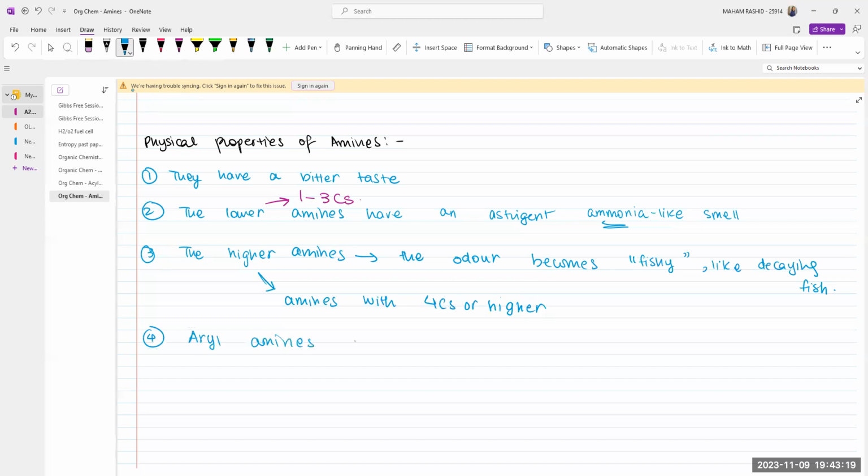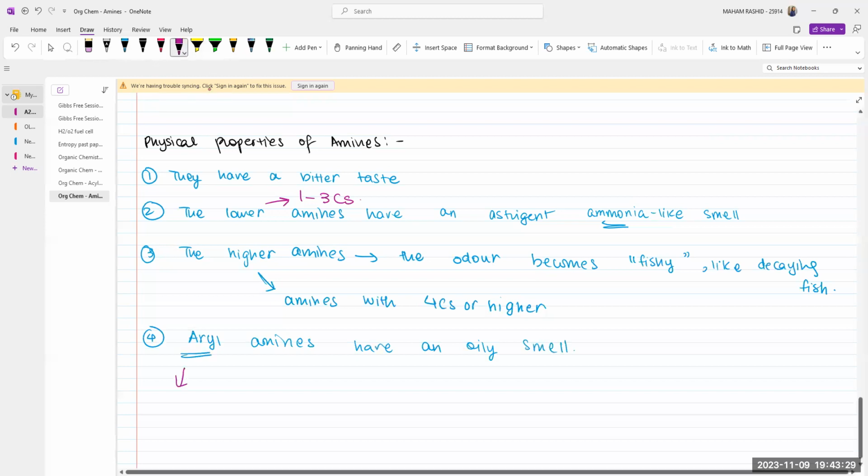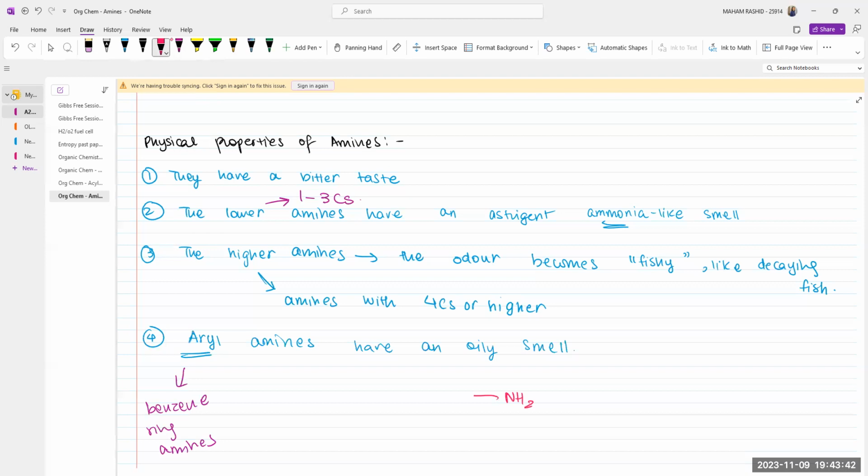Aryl amines have an oily smell. What do we mean by aryl amines? These are your benzene ring amines. For example, it could be NH2 attached to the whole benzene ring. This is an aryl amine, and you name it as phenylamine.